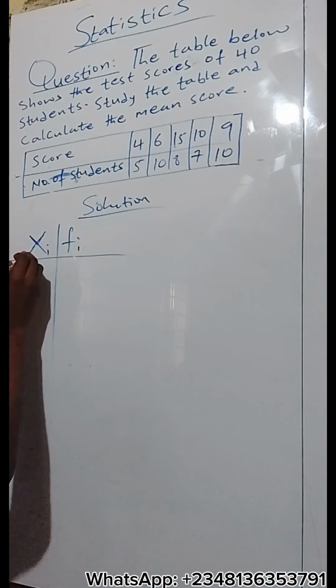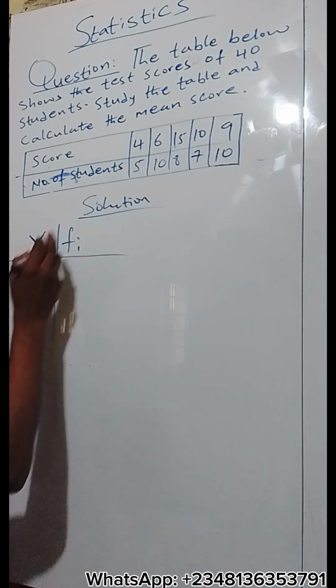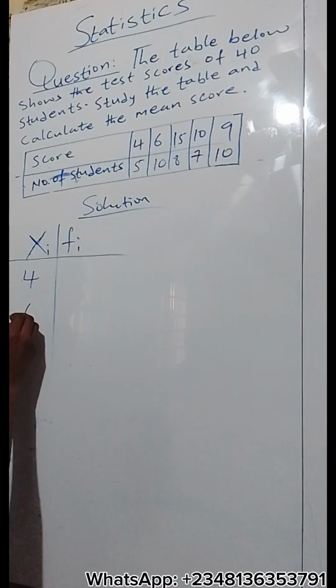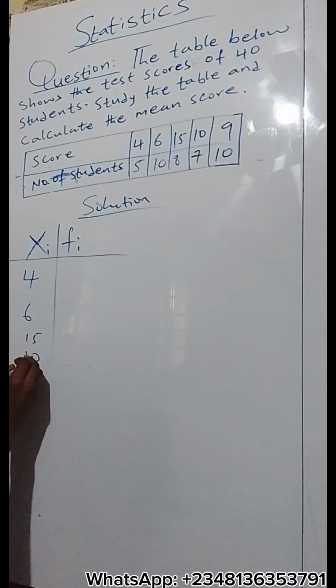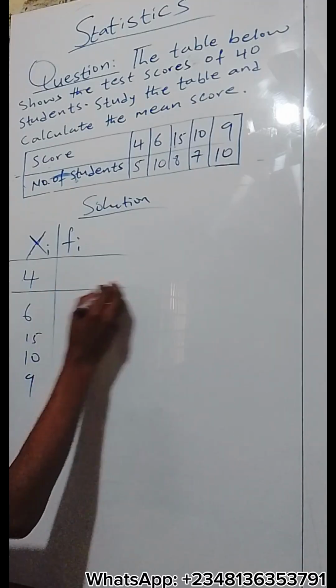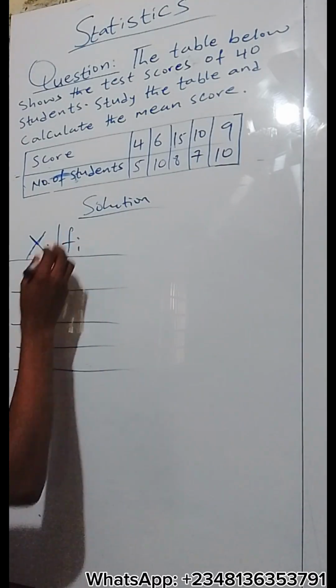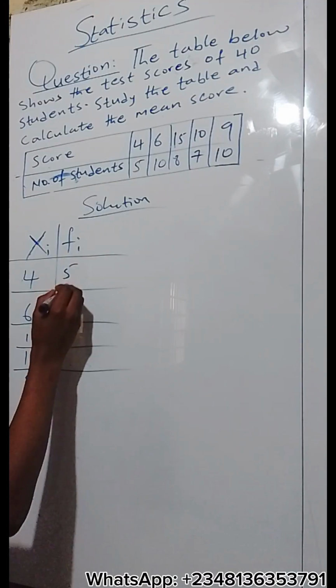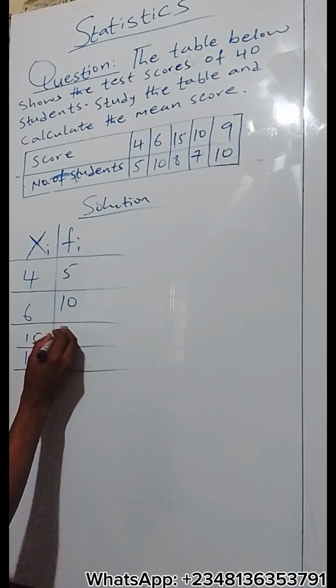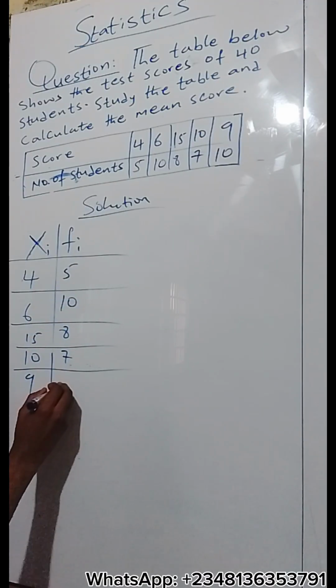Under x I'm going to write all the scores there: 4, 6, 15, 10, then 9. Let me draw that so that I don't mix up. Then under the frequency I have 5, I have 10, I have 8, I have 7, then I have 10.